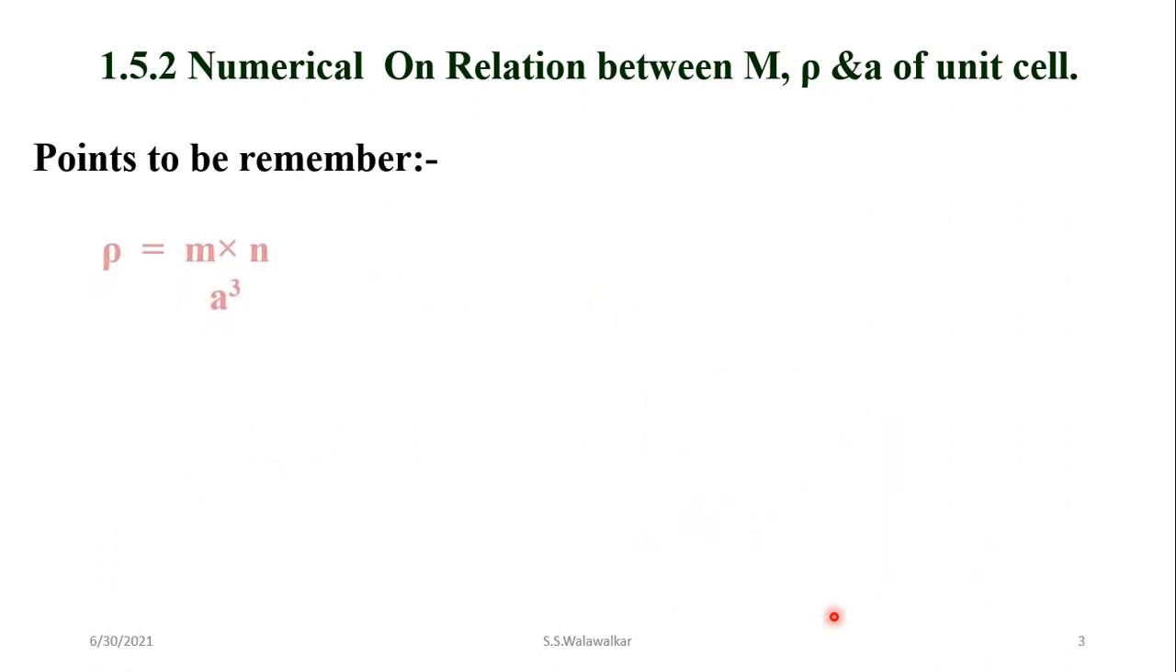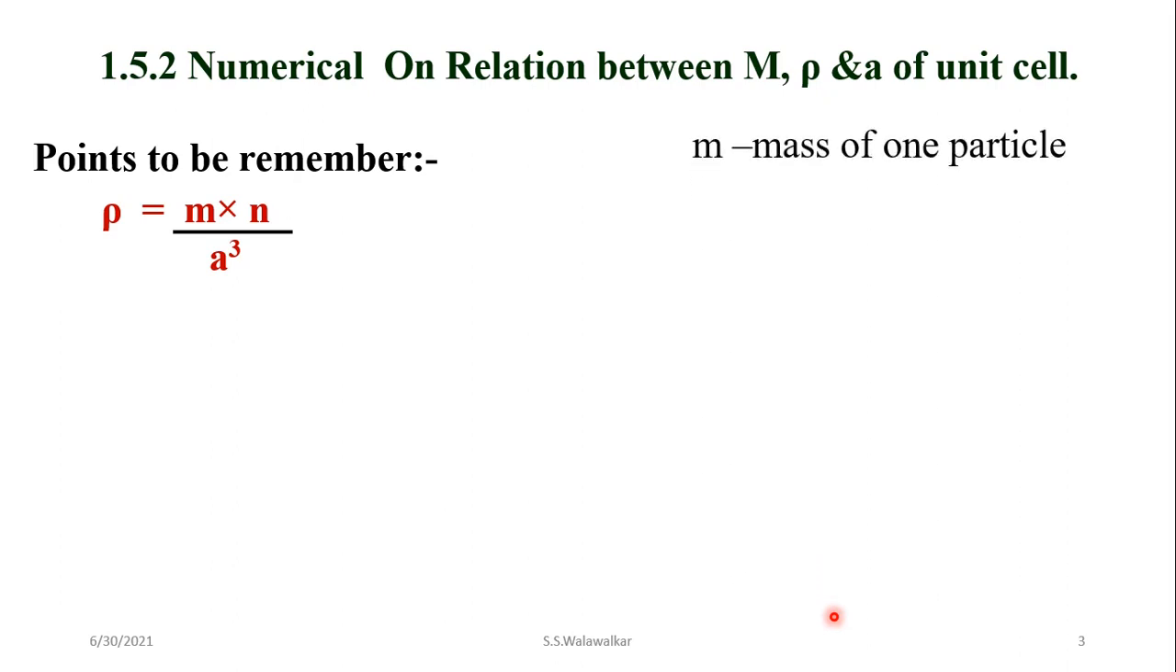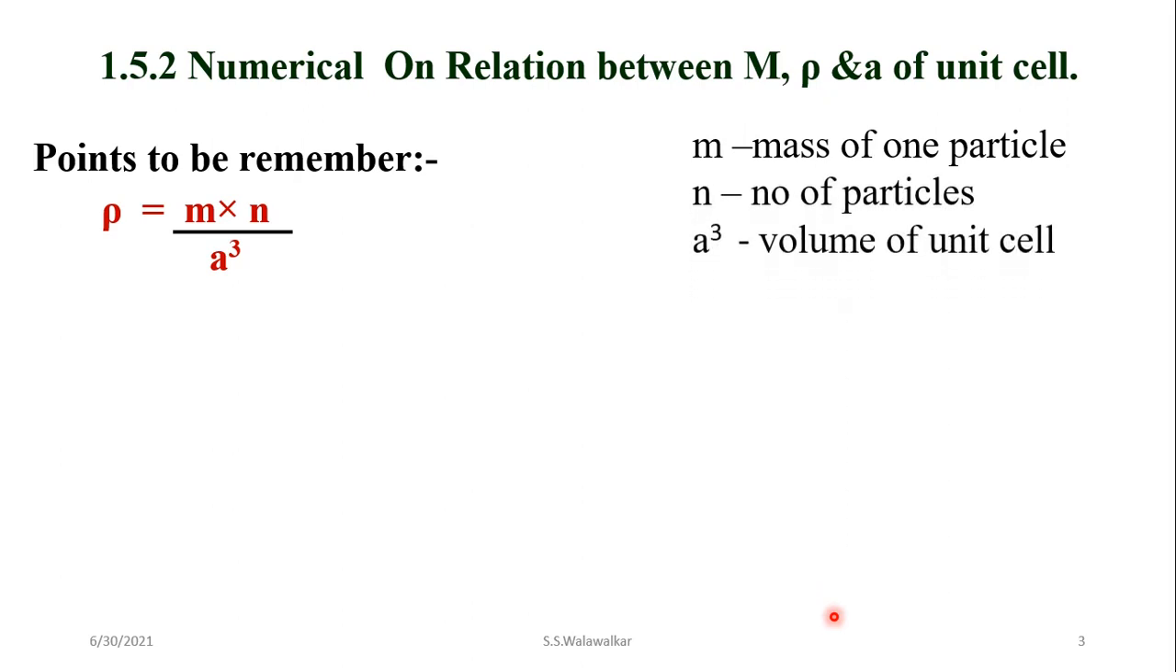Then the next point is another formula of density, that is density is equal to m into n divided by a cube, where small m means mass of one particle, small n means number of particles, a cube means volume of unit cell, and a means edge length of unit cell. Sometimes edge length is also asked: calculate the edge length of the unit cell.